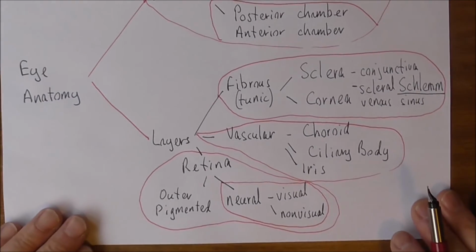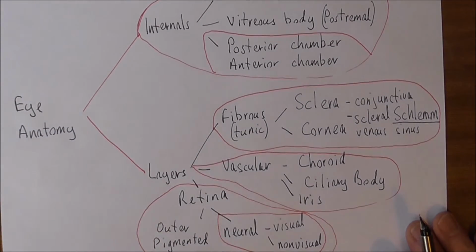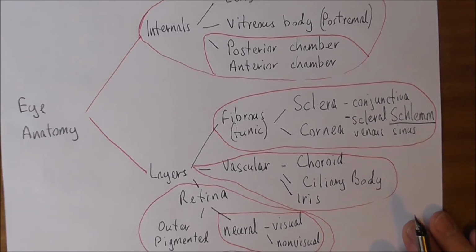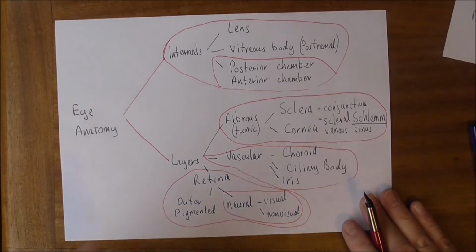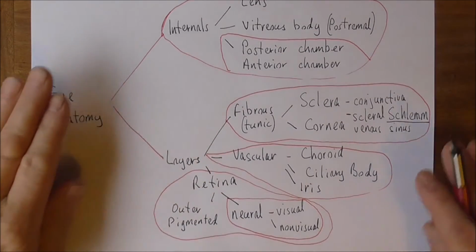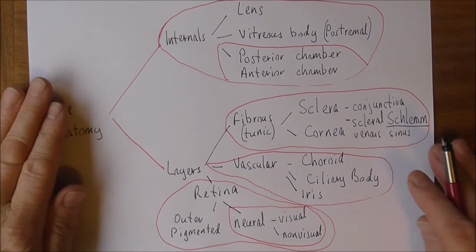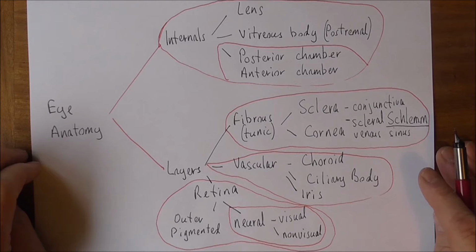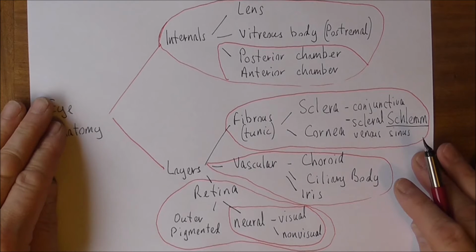So a kind of mind map of the anatomy in the whole eyeball. The retina, the vascular, the fibrous and the internals.